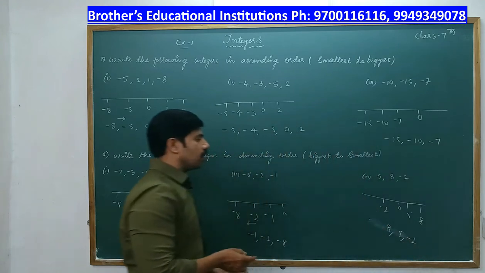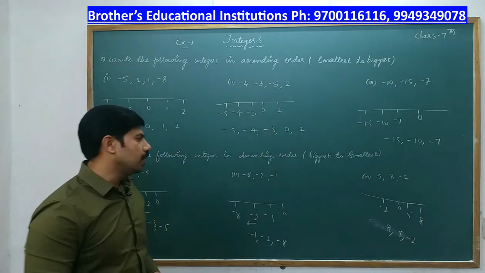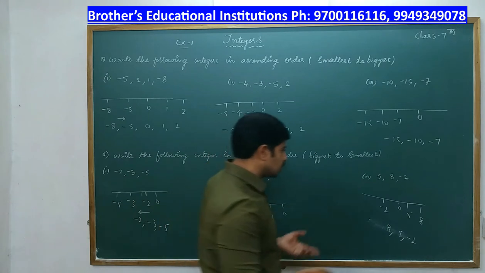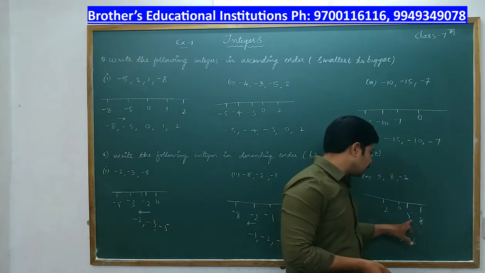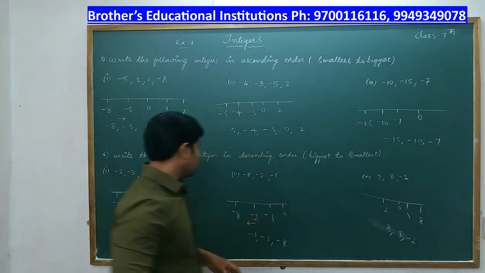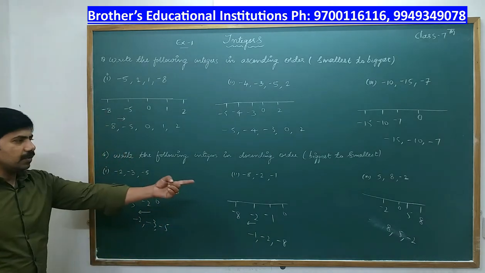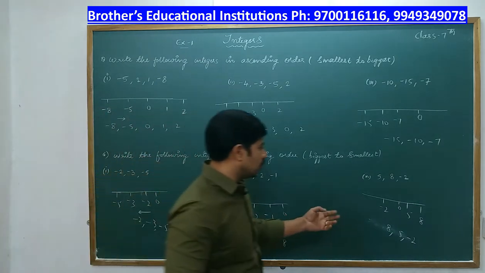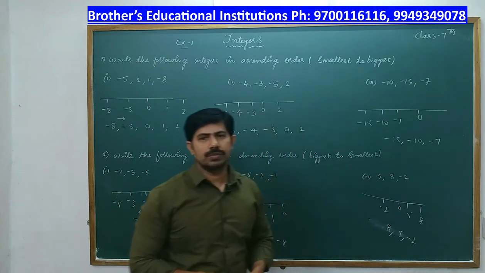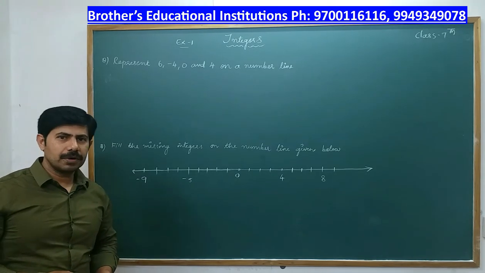So here we have a combination of positive and negative. So first we write the positive integers. In that the bigger number is 8, 5 and minus 2. Okay, in the earlier case all are negative integers, and this case is a combination of positive and negative. So it is 8, 5 and minus 2. Next problem.